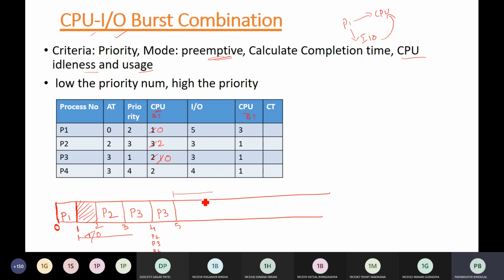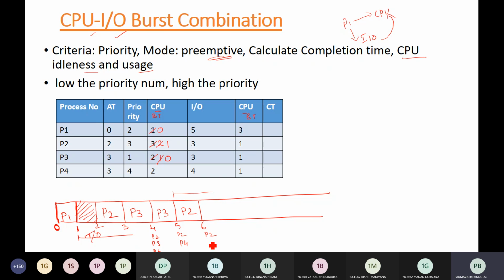Okay, you come to the fifth instant. This process is completed, and now the P3 process will be starting its IO operation. So at the fifth instant, you have only the P2 process and the P4 process in your ready queue. P2 has priority 3 and P4 has priority 4. So which one is to be executed? P2 is to be executed. So P2 again you are executing for one instance, so its burst time will be reduced by 1.